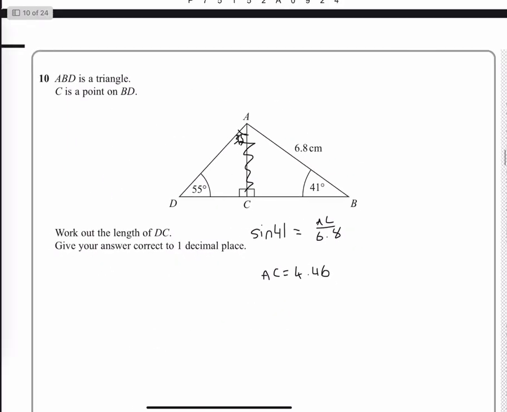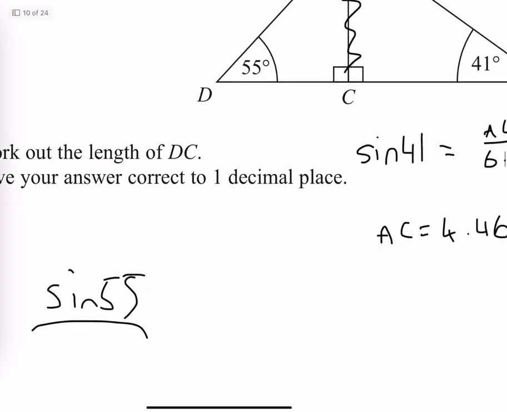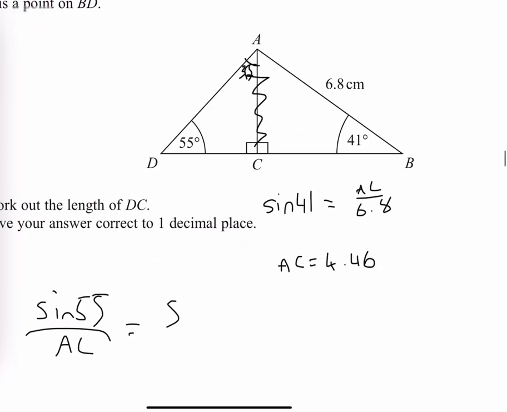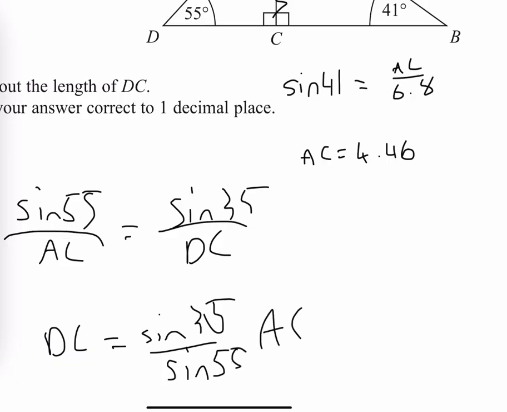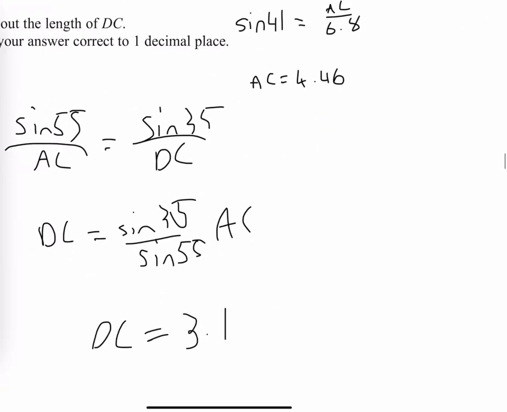We then have, using the sine rule, sine 55 over AC equals sine 35 over DC. Okay, so now we'll type that in. What do we get? DC equals sine 35 over sine 55 AC. So we'll type that in. Sine 55. And we get DC equals 3.1 to 1 decimal place.